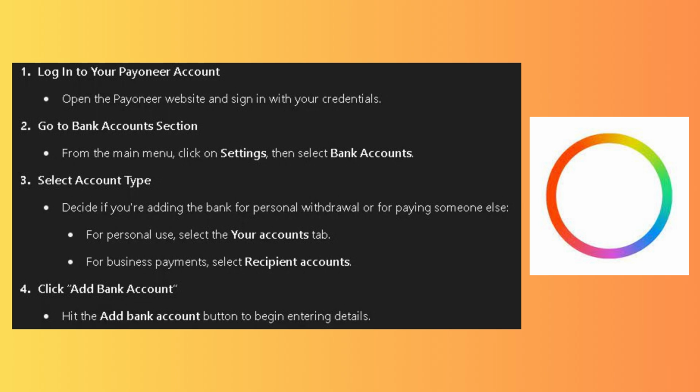Select account type. Decide if you're adding the bank for personal withdrawal or paying someone else. For personal use, select your account tab. For business payments, select receipt accounts. Click add bank account. Hit the add bank account button to begin entering your details.